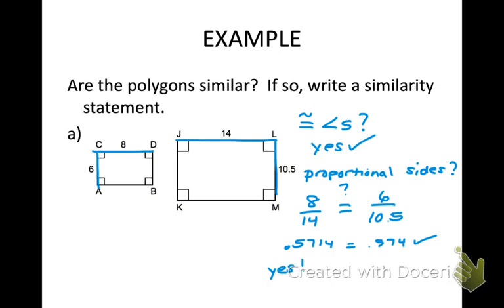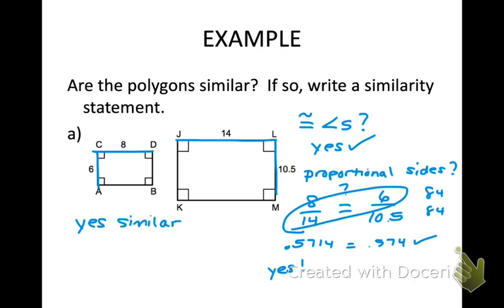So another way we could have done it is we could have done our cross products. I could have done 6 times 14 and got 84, and then 8 times 10.5 should be 84 too. So 84 equals 84. But me, I just divide it and make sure my decimals are the same. So because they are similar, yes, similar.